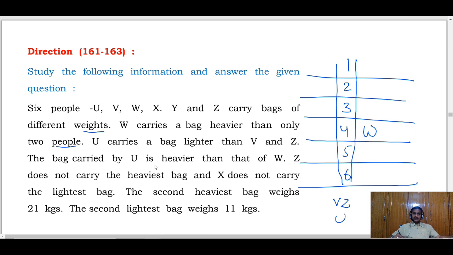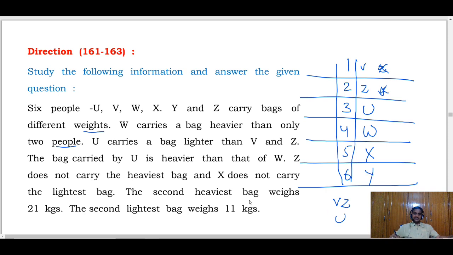The bag carried by U is heavier than that of W. U is heavier than W, so U has to come here. If U comes here, then V is here and Z is here, or Z is here and V is here. And Z does not carry the heaviest bag. As Z does not carry the heaviest bag, it is V and Z. And X does not carry the lightest bag, so X is here. Now U, V, W, X, Y, and Z, Y is here.